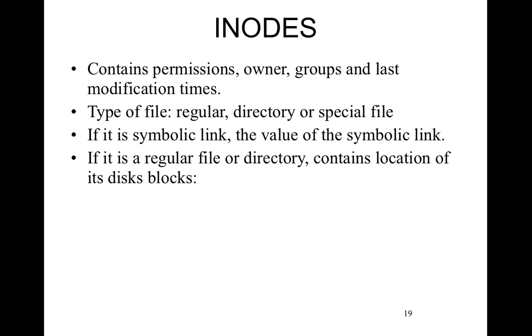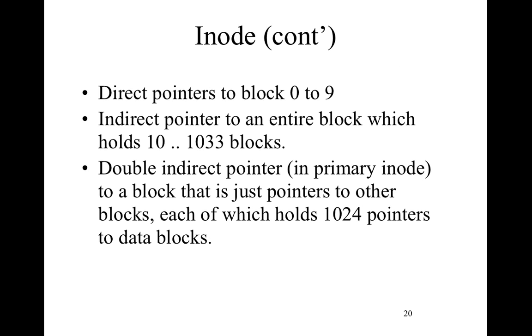So if it's a regular file or directory, it contains the location of the disk blocks for the file or the directory that you're looking at. So direct pointers to blocks 0 through 9. Indirect pointers to an entire block, which holds blocks 10 to 10,033. Now that abstraction has kind of changed a little bit, depending on the modern day system. This is antiquated, beginning of time information. But inodes are pointers. And so you create a tree of pointers, and you're pointing to different locations. You just change the pointer address, and you change the entry in the file system.